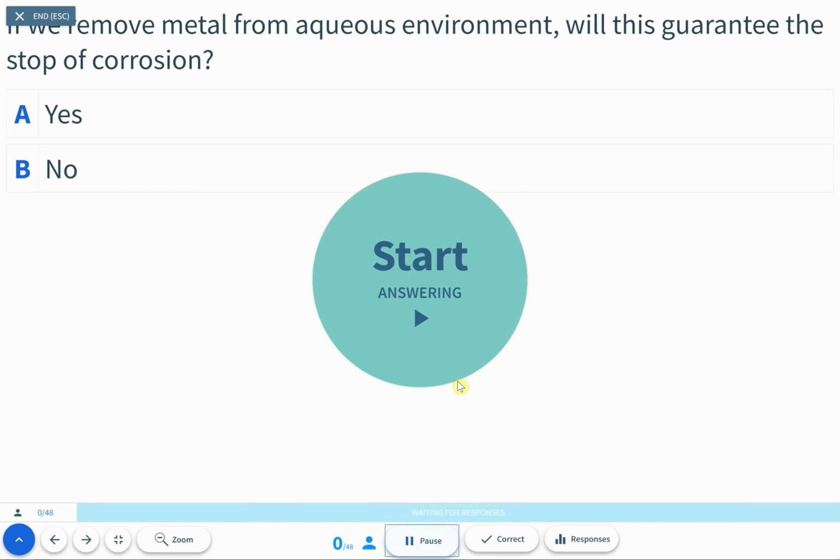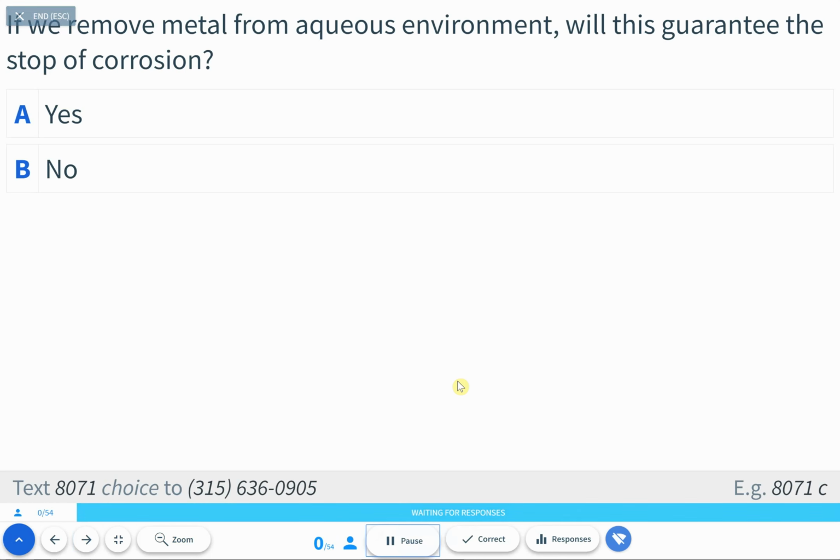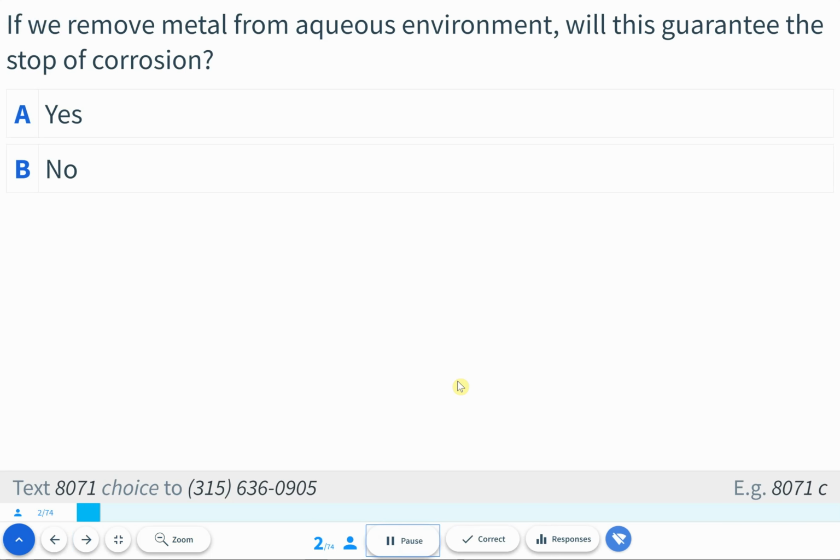If you take a metal out of an aqueous environment, and we all know that a boat, if you leave it in the ocean, is going to corrode. Or if you leave iron in the rain, like a bicycle you leave out in the rain, it's going to corrode. It's going to get rusty, right? The question is, if you take it out of water, do you guarantee that it stops corrosion? Or in other words, is water a necessary condition for corrosion?